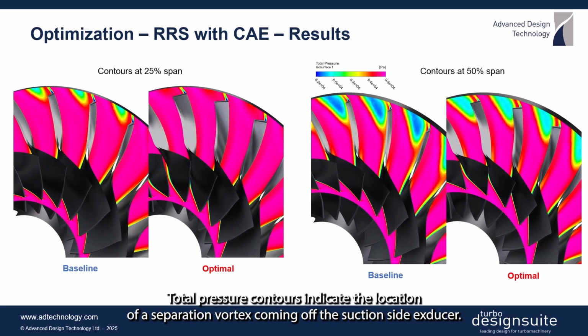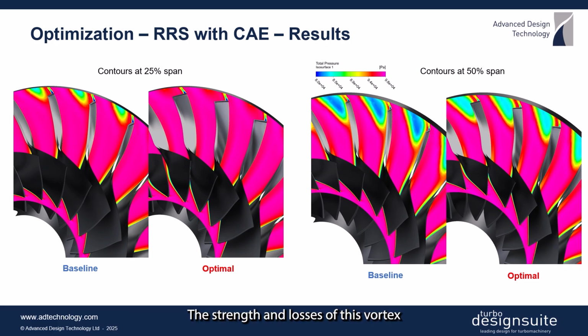Total pressure contours indicate the location of a separation vortex coming off the suction side exducer. The strength and losses of this vortex are reduced in the optimal design. In a further optimization, one might create a rotor with splitters and a reduced diameter, which could allow greater flow control for the same swallowing capacity. Blade number and options for a splitter, including an independent splitter with all its own shape and position control parameters, can be added as inputs or constraints to Turbo Design 1 optimization.